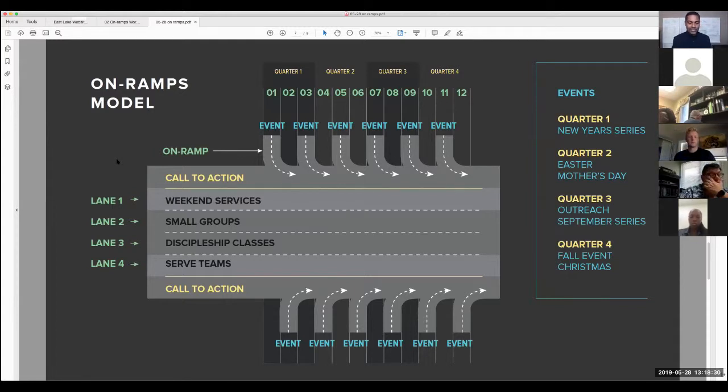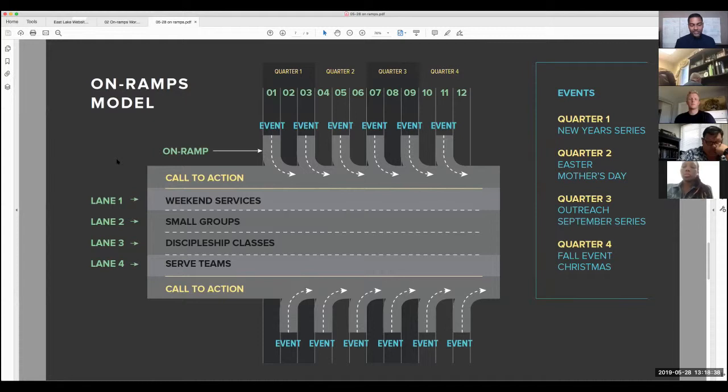So serve teams is kind of the deep end of the pool where you're actually asking them to step up in an area of the church and contribute. The other areas are more like you're giving to them. So the weekend service is like, as a church, you're helping them. A small group is something where you're helping them to connect and to maybe do a Bible study of some kind. Your discipleship class is where you're helping them once again. But the serve team is where they're actually starting to contribute.